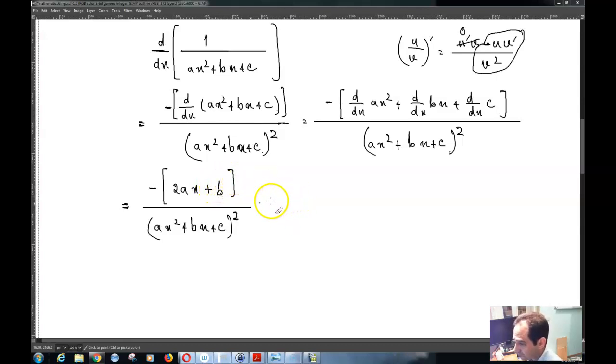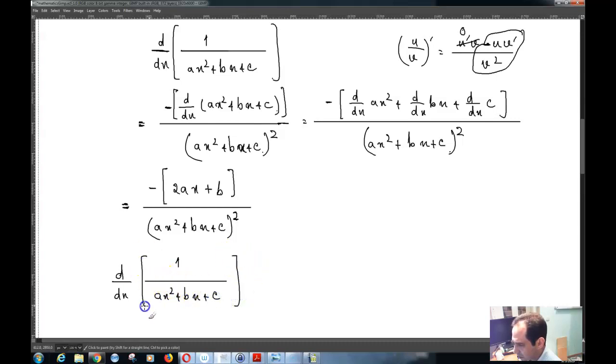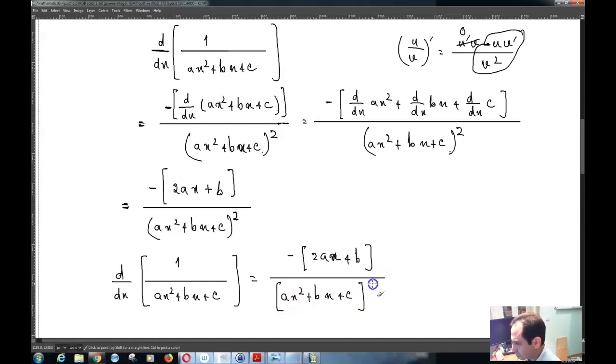That means that d by dx of 1 over ax squared plus bx plus c is equal to negative 2ax plus b over ax squared plus bx plus c whole squared. If my answer is of course right, which I believe, negative 2ax plus b over ax squared plus bx plus c whole squared, the answer is correct.